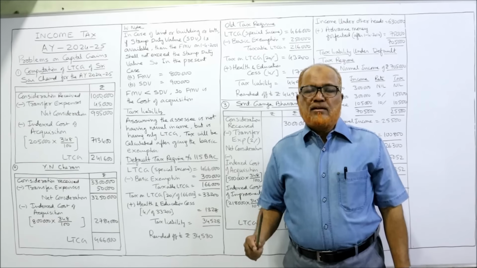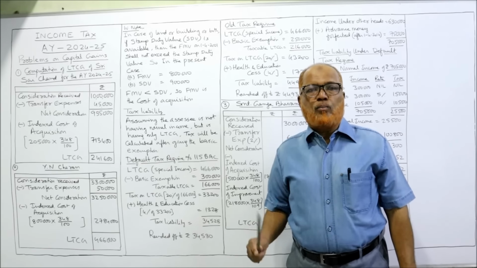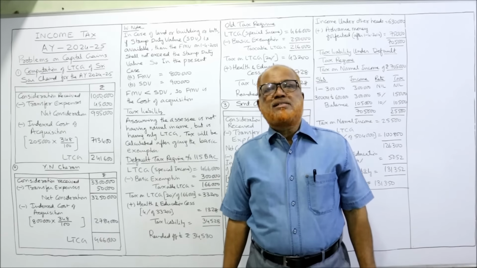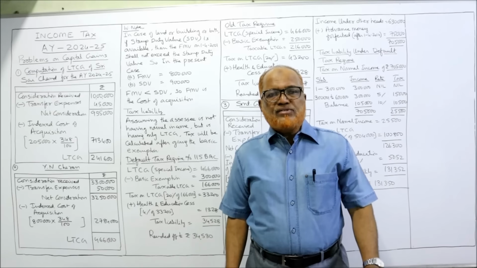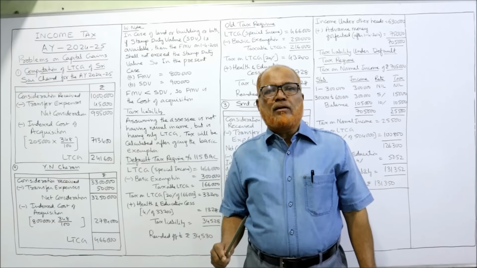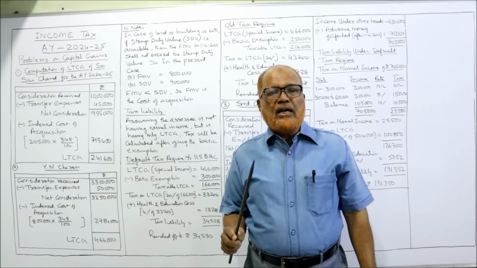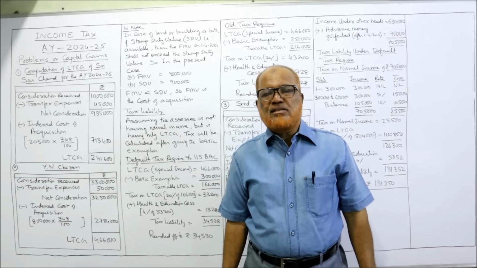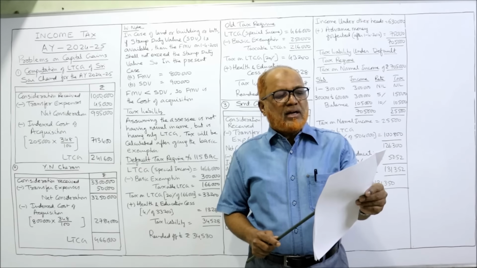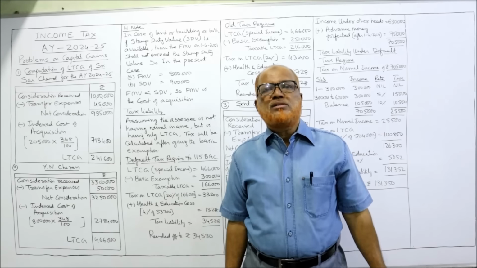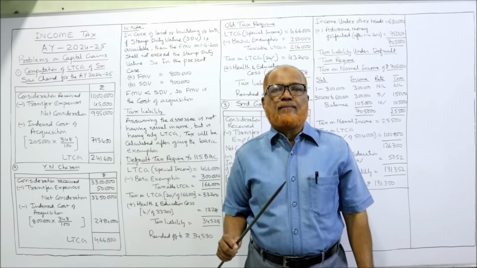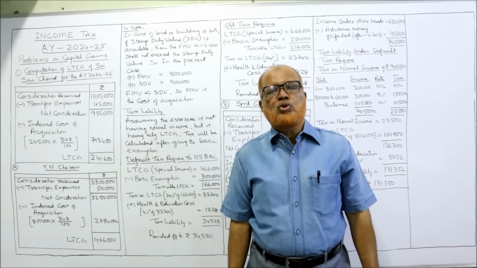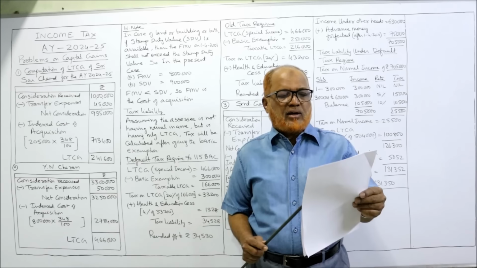Whenever an asset like land or building or both are sold, there will be stamp duty available. If stamp duty is there, you have to compare. Fair market value should never exceed stamp duty. Here fair market value is 8 lakh, stamp duty value is 9 lakh. Whichever is less, 8 lakh, that should be taken as the cost of acquisition.